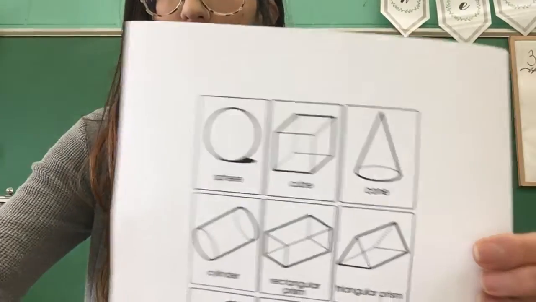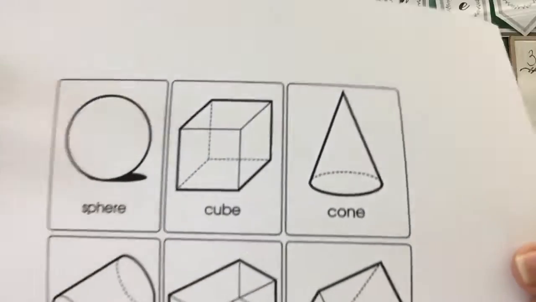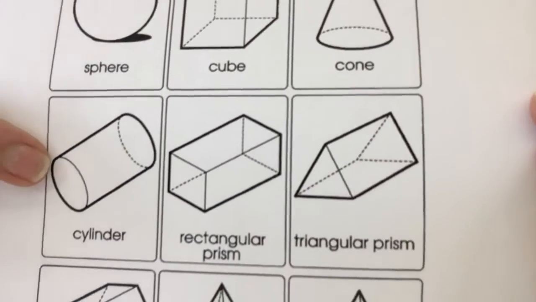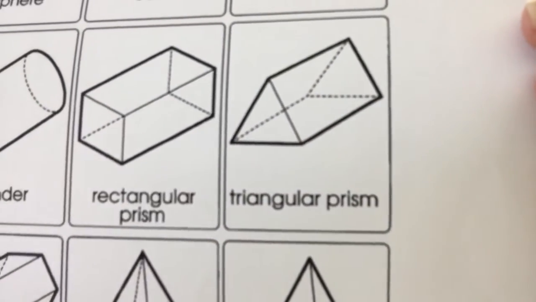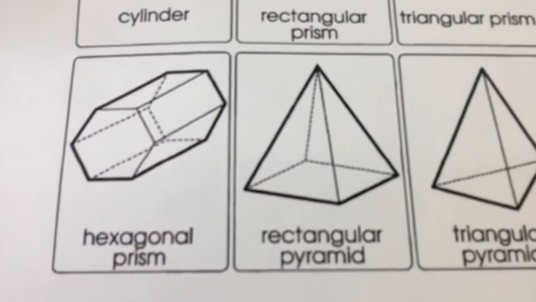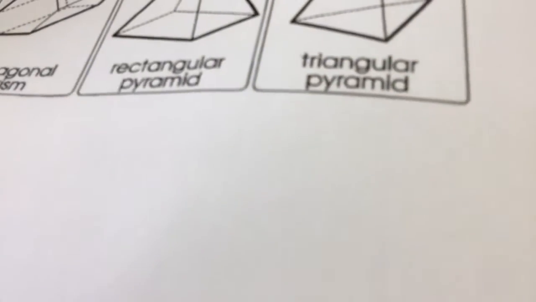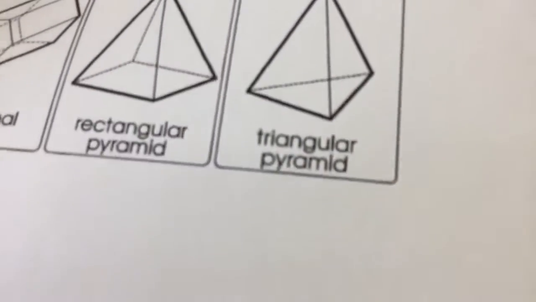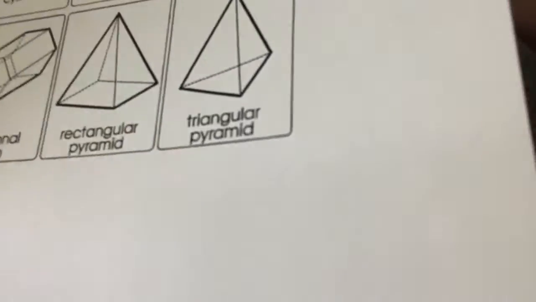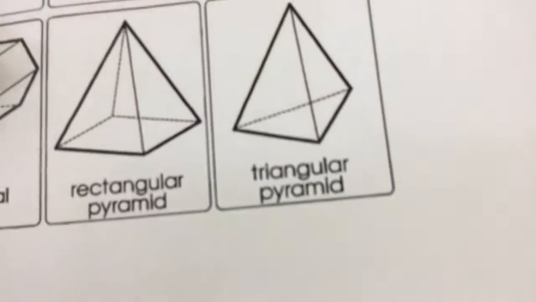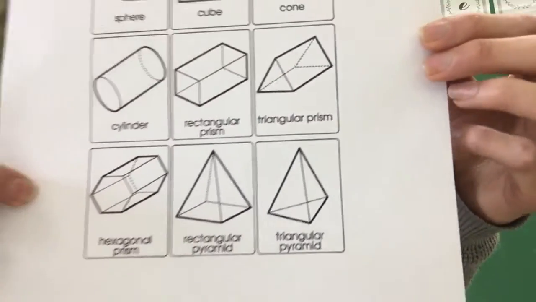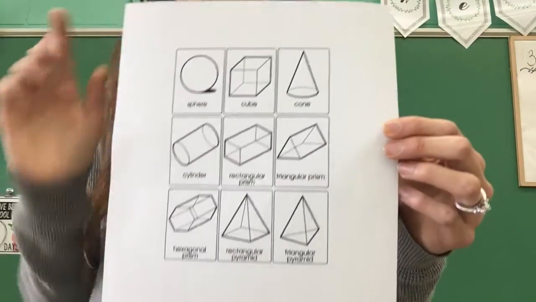So for the first one, we have a sphere, then we have the cube, then we have the cone, we have a cylinder, we have the rectangular prism, we have the triangular prism, we have right here the hexagonal prism, and this one is the rectangular pyramid. You see on the bottom, it has a rectangle on the bottom. And then we have the triangular pyramid. Okay? Those are all of the geometric solids.